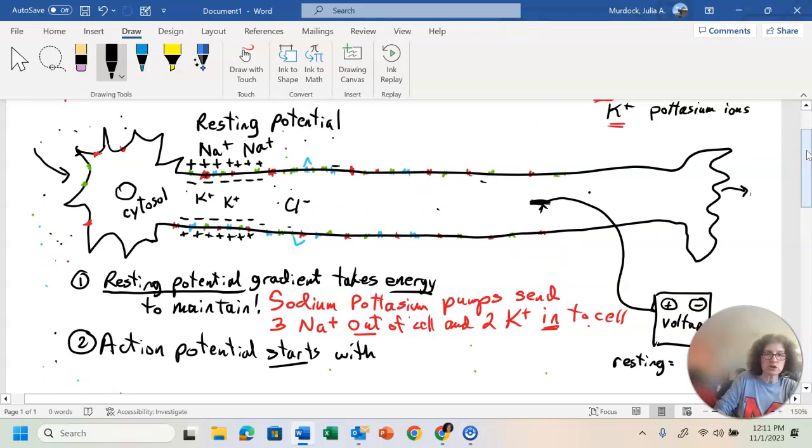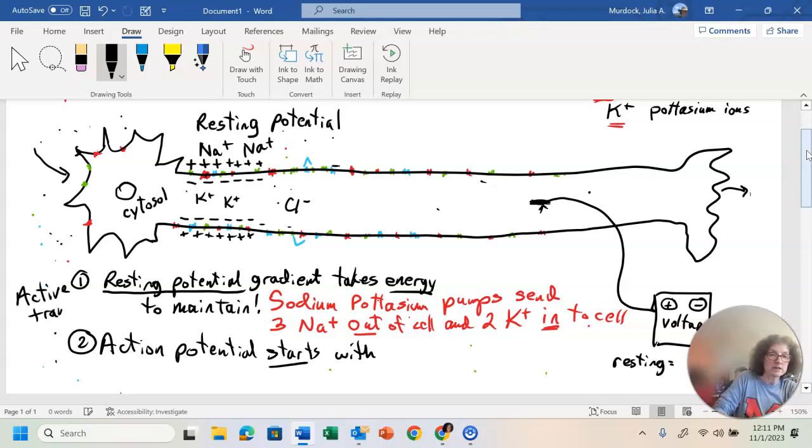So resting potential is a gradient, and maintaining that gradient takes energy, and it's the sodium potassium pumps that do that, and that is an active transport process. It's one of the very few that we've talked about, really. We haven't talked a whole lot about active transport. Here's a really good example: the sodium potassium pump preparing a neuron cell for a stimulus.